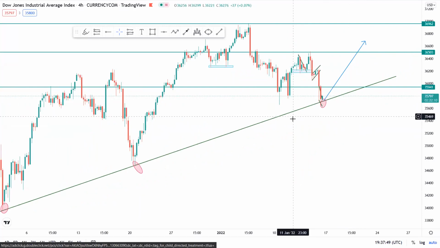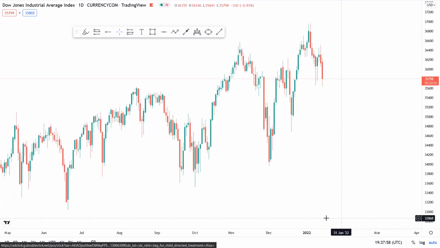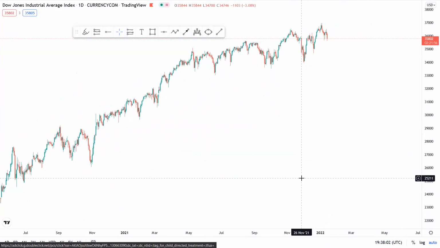So we're going to start analyzing this chart. Today we're going to start from a daily time frame due to the diagonal support we have. So always start from a higher time frame. We're going to do every basic that we do.